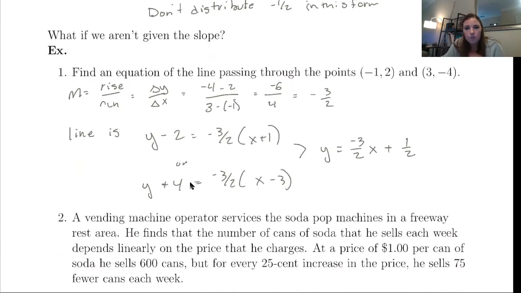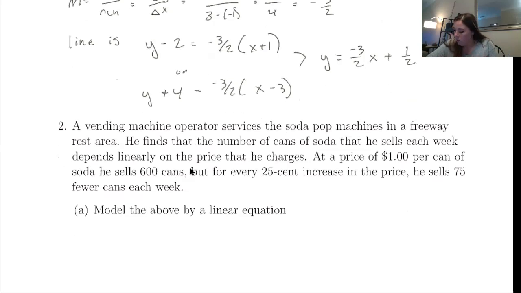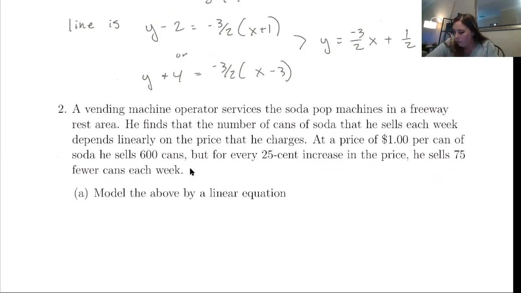All right, cool. So now we are able to model things that are linear, right? Now it might not be clear. Here's a point, there's a point. We might be told it in sentence form of where these different points are, right? So a vending machine operator services the soda pop machines in a freeway rest area, right? He finds that the number of cans of soda that he sells each week depends linearly on the price he charges. It's like supply and demand if you're in a business class.